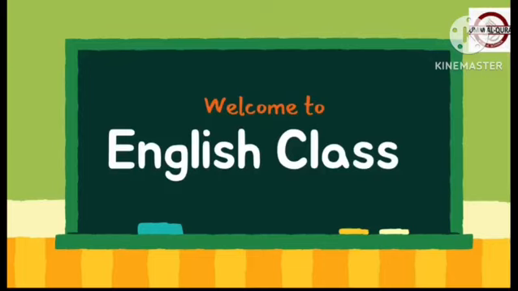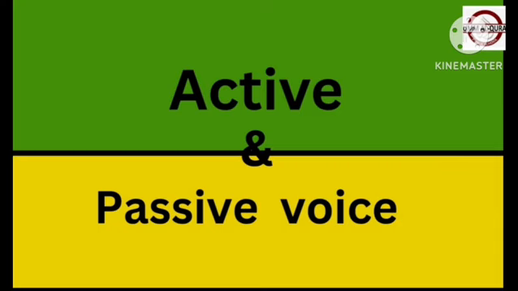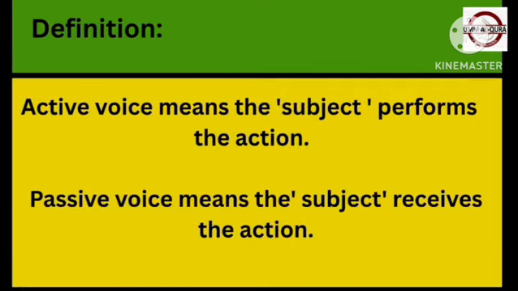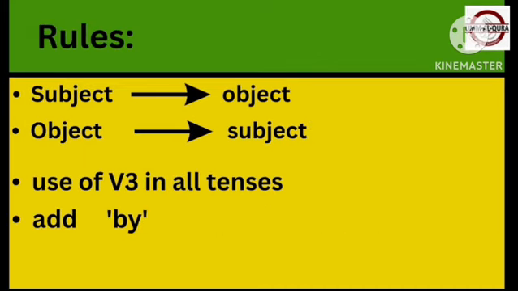Welcome to English class. Today we will learn about active voice and passive voice. So let's learn the definition first. Active voice means the subject performs the action and passive voice means the subject receives the action. There are some rules: to make passive voice we have to change the subject of active voice into object and object into subject, and we have to use the third form in all tenses and add "by" to make the passive voice.